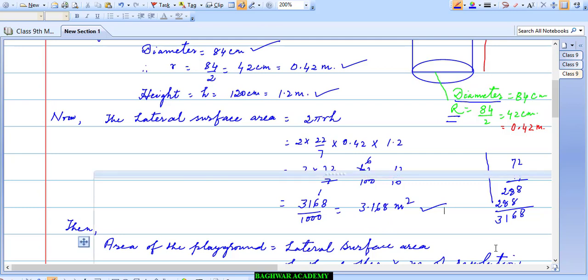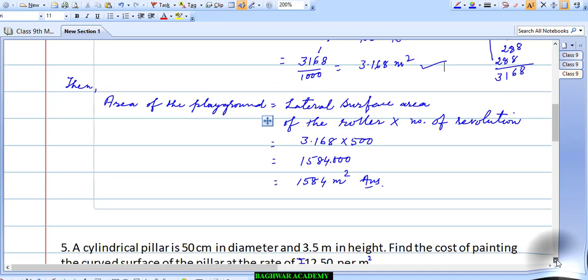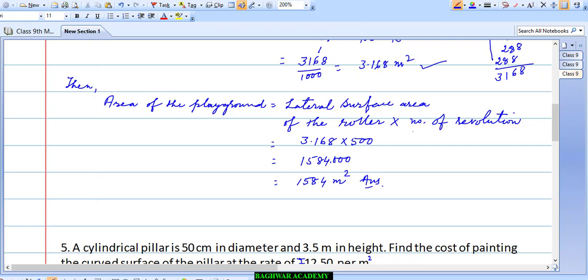So how many times is it taking revolution? 500 times. So the area of the playground will be the lateral surface area of the roller into the number of revolutions. The lateral surface area we already have, 3.168. Just see in the figure so that you may understand. This is so easy. Suppose this was your cylinder.